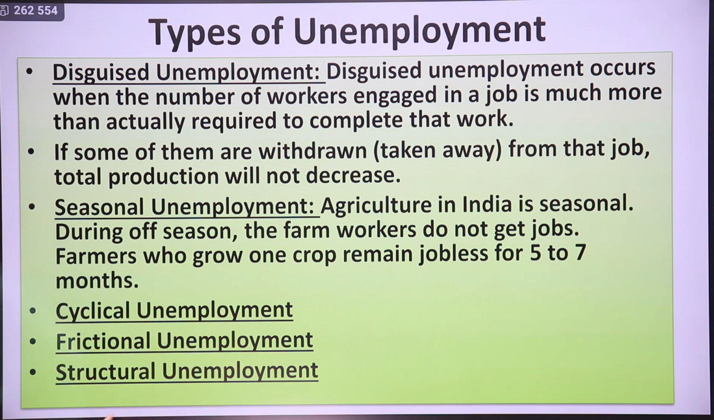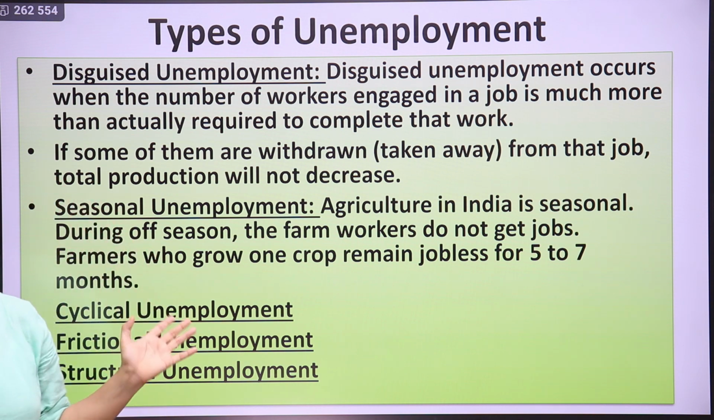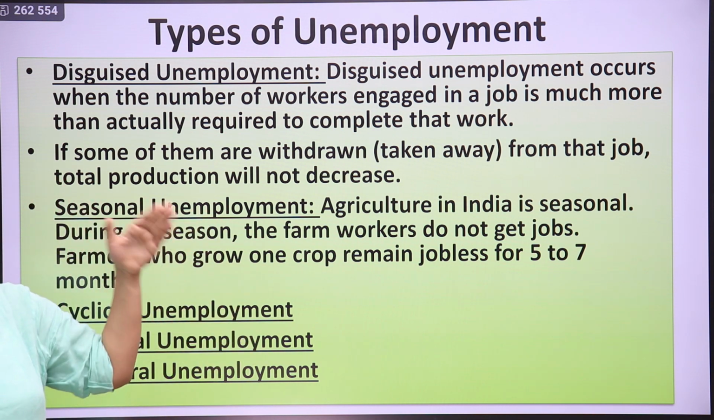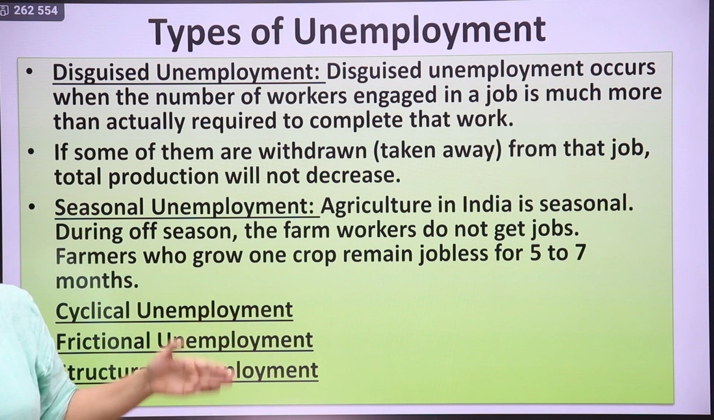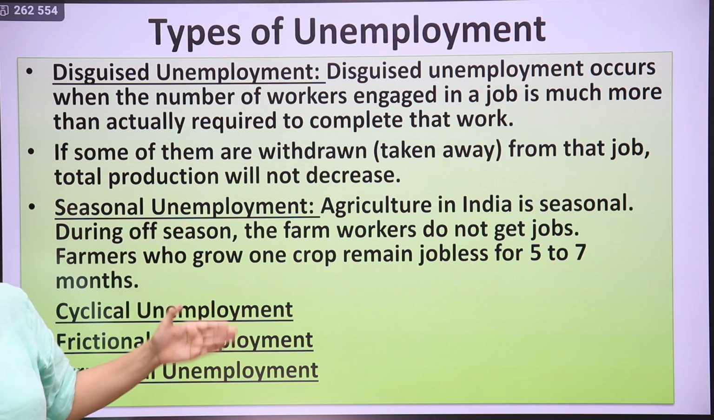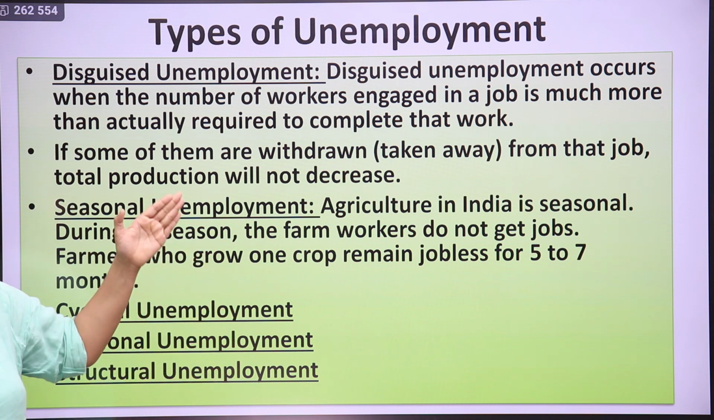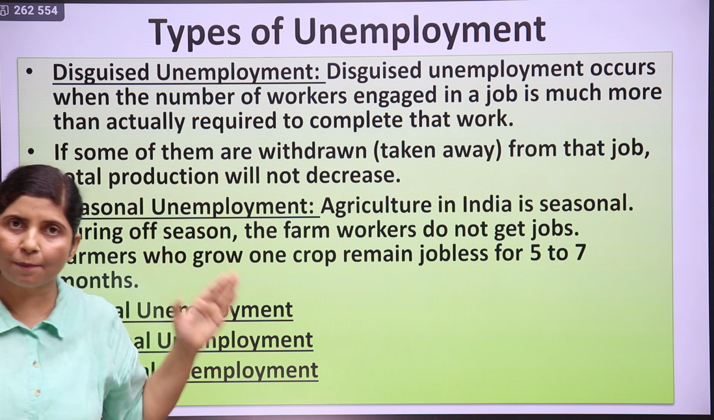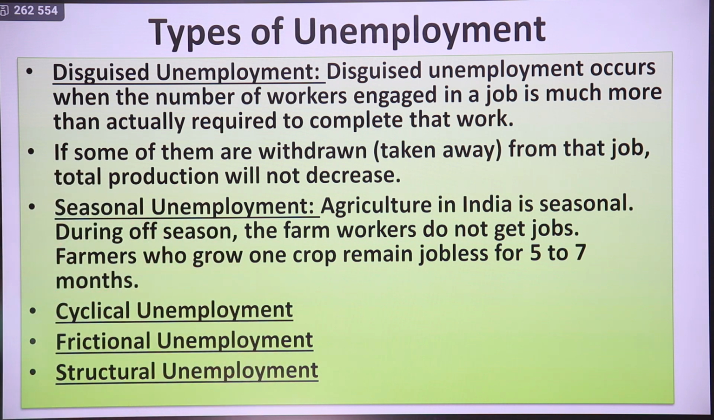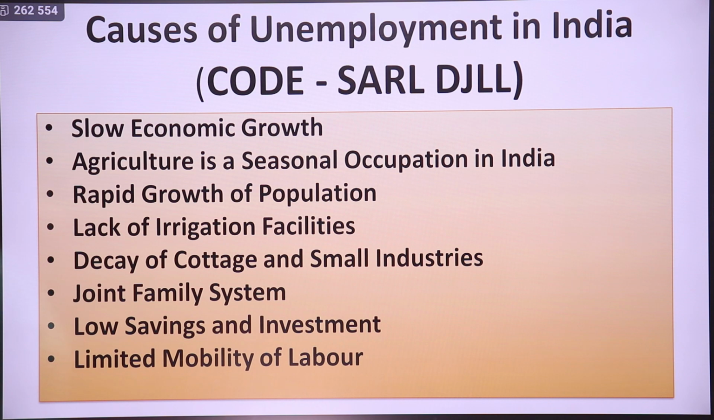Then structural unemployment. It is due to the structure of your economy. Take for example India, where maximum people are still employed in agriculture, and that is structural unemployment. That means at least 25% of people who are engaged in agriculture are unemployed or disguisedly employed. This is structural unemployment. Then causes of unemployment in India.